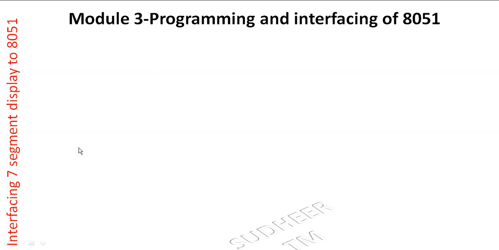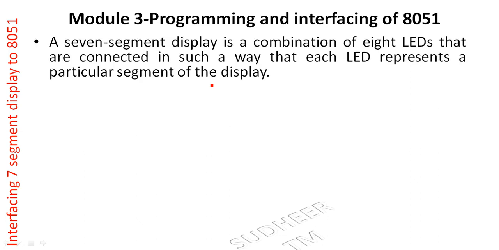Today we will see how to interface a 7 segment display to the 8051 microcontroller. So what is a 7 segment display unit? A 7 segment display is a combination of 8 LEDs. There will be 8 LEDs in our 7 segment unit, connected in such a way that each LED represents a particular segment of the display.